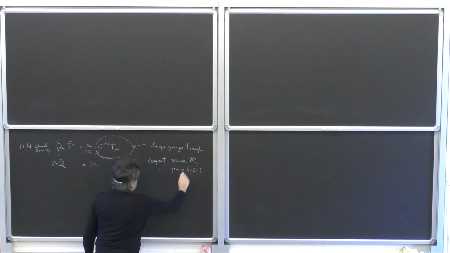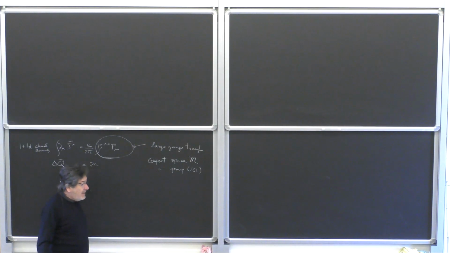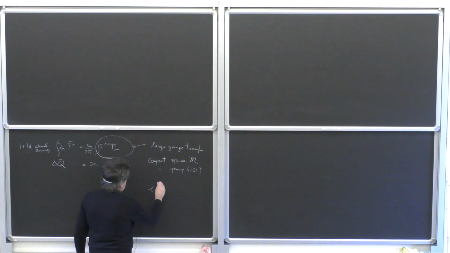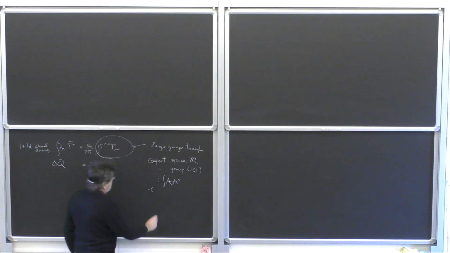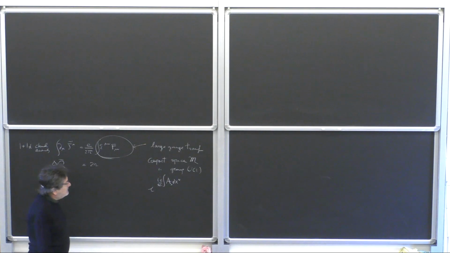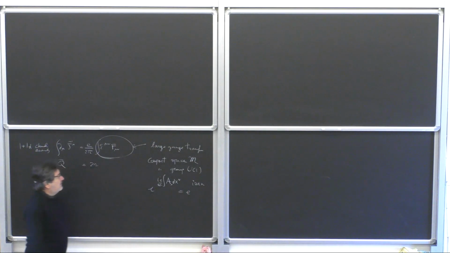U(1). And why should I care about a compact gauge group? Well, because in quantum mechanics, the gauge field appears in the exponent. So that's the end of the story. Mathematically, this is the point.